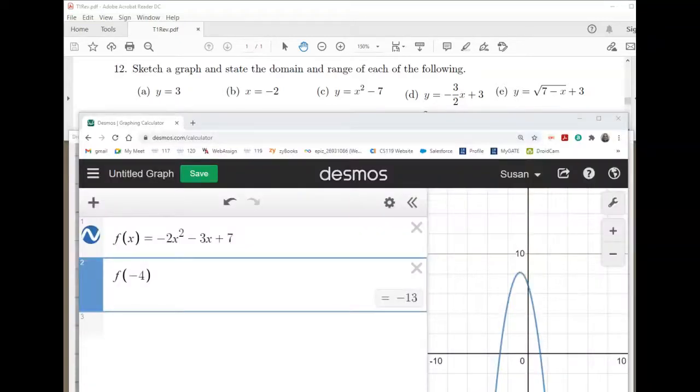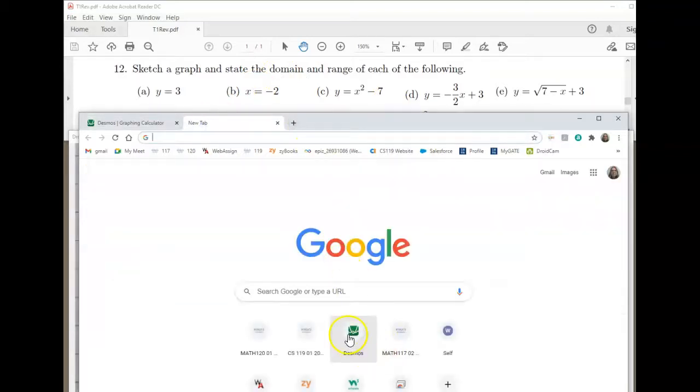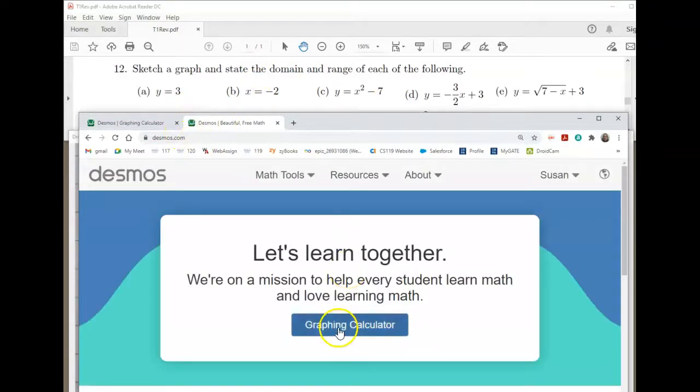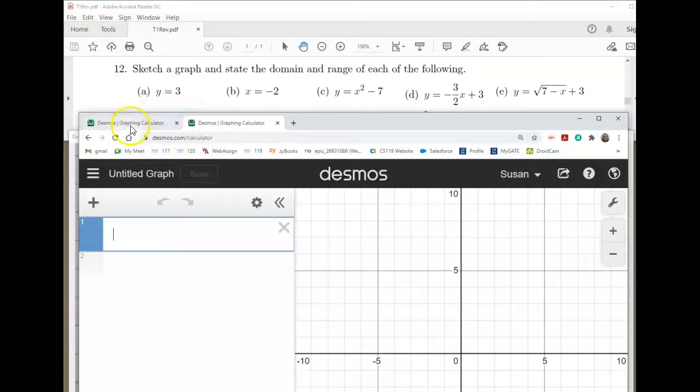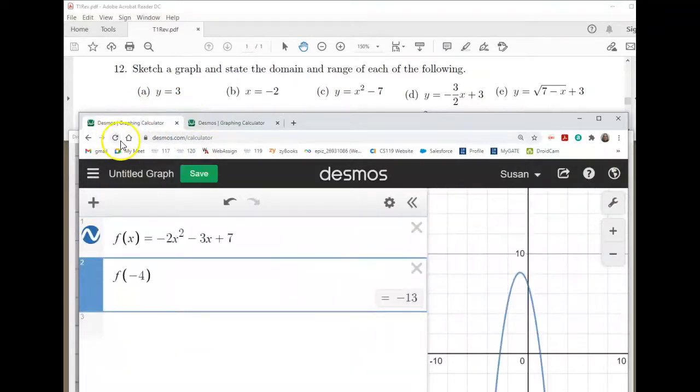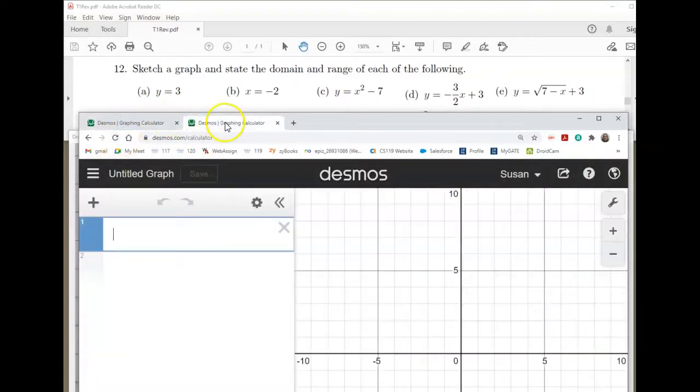For the next one, I want to put this one into the calculator, so you can use your graphing calculator or Desmos. Since I've already got one here, I might want to save this one because I want to look at it again later during the test. So I can open up a new Desmos calculator here, desmos.com, or I could go back and refresh this one. So you could hit the refresh on the page and refresh the calculator.